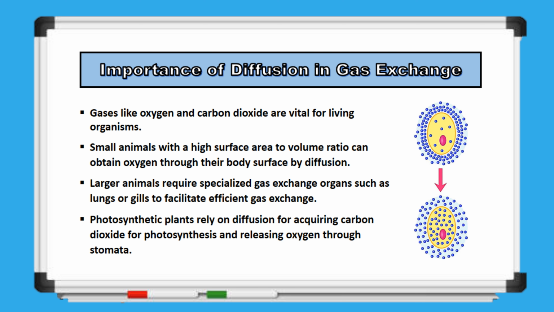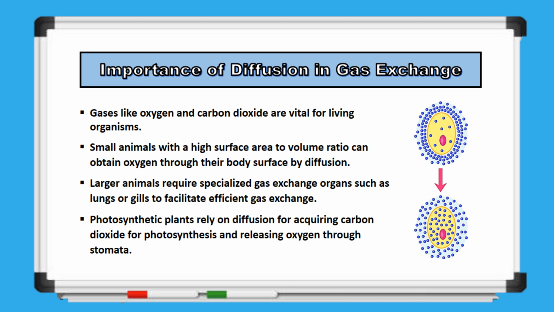The diagram on the right illustrates how oxygen diffuses from an area of higher concentration outside to a lower concentration inside for respiration, while carbon dioxide moves in the opposite direction to be expelled, highlighting the importance of diffusion in maintaining life processes for both animals and plants.